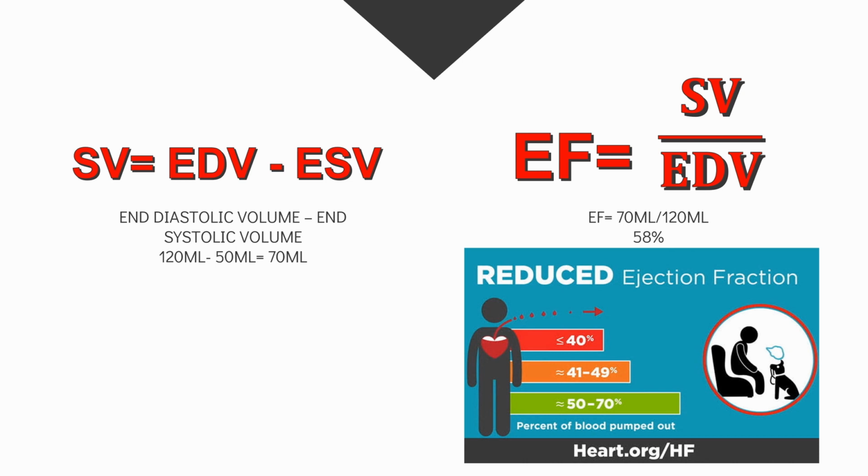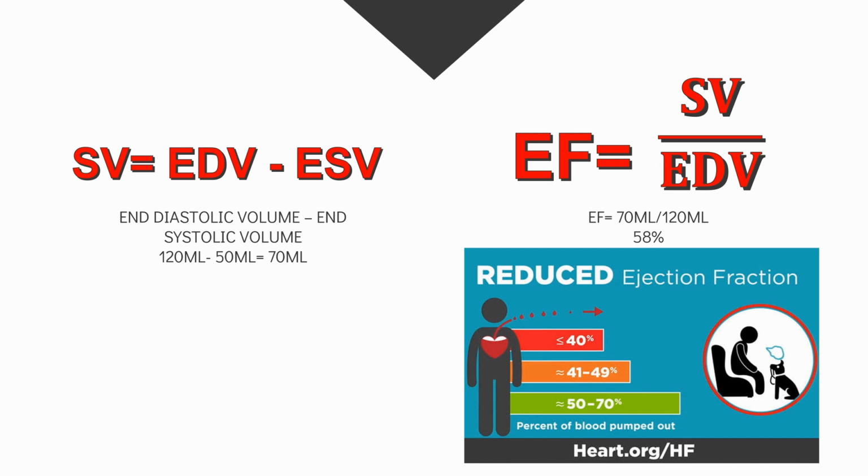So our end diastolic volume is around 120 mils. Our end systolic volume is around 50 mils. If we take the systolic volume away from the diastolic, we've got 70 mils left of stroke volume. That is the amount that's actually squeezed out by the ventricle during systole.